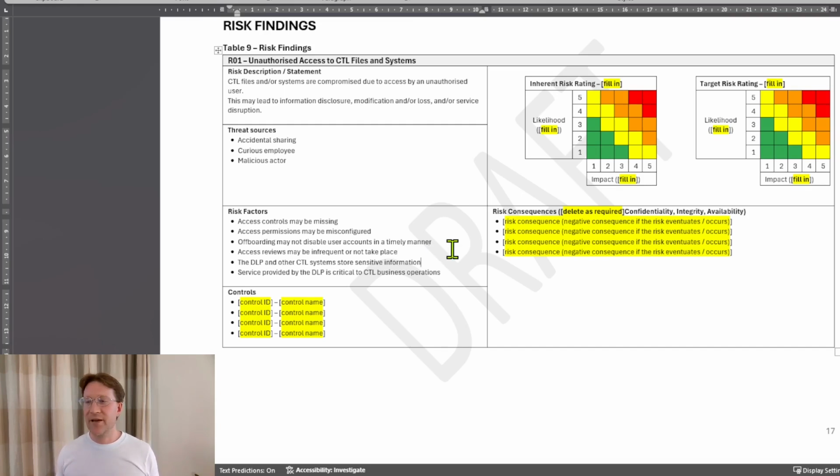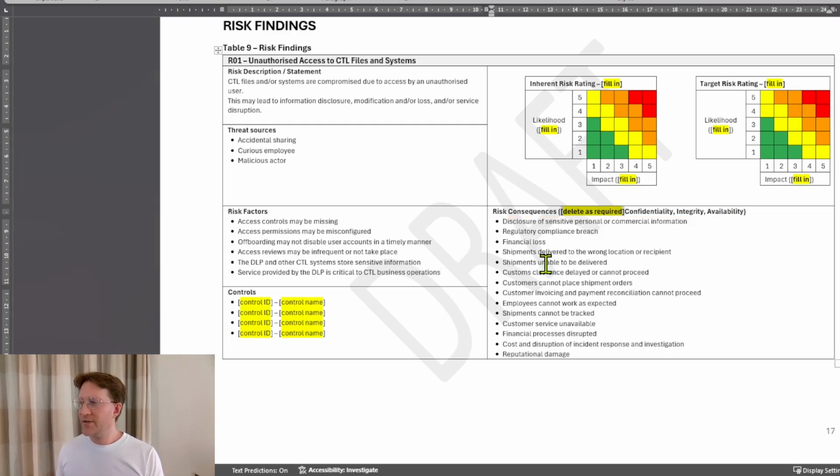Another factor here is the fact that the digital logistics platform and other Cargo Trail Logistics systems do store sensitive information. So this does heighten the impact if we were to have unauthorized access. If you had unauthorized access to something that wasn't that big of a deal, then that's different to having highly sensitive information. And then because we're talking about availability, if we were to have some kind of issue with service provided by the DLP, the fact that it's critical to Cargo Trail Logistics operations means that we also have an increased level of severity if something was to happen.